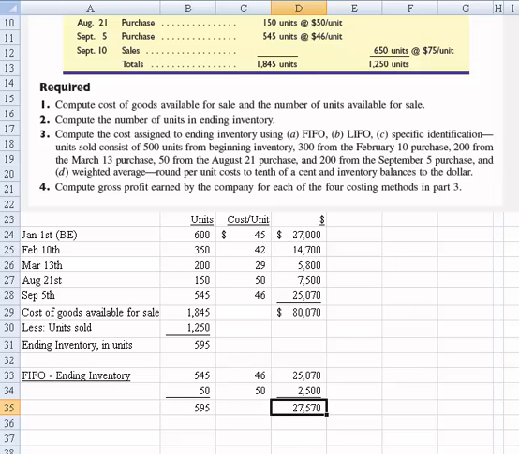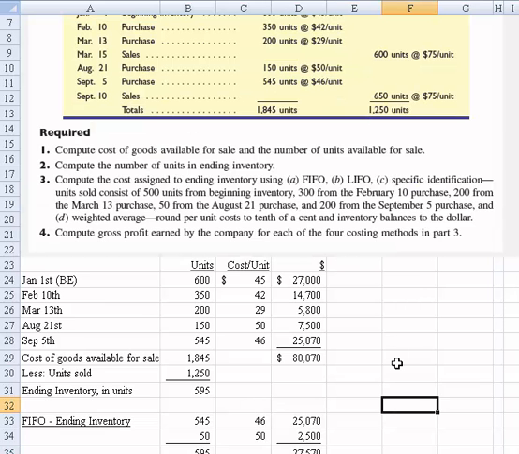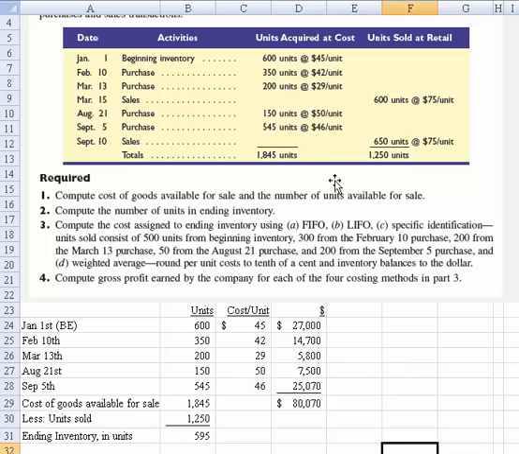And the cell I have highlighted there, the 27,570, is the FIFO answer. Okay, then we take a look at LIFO. Now LIFO is a bit more complex. Again, you think the last one in is the first one out. Now I'm going to show in the illustration what happens.